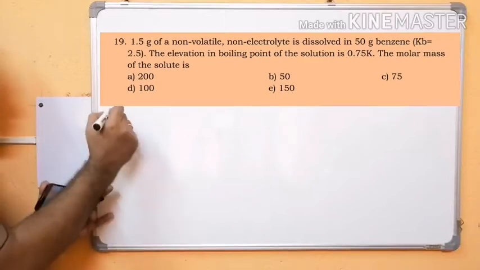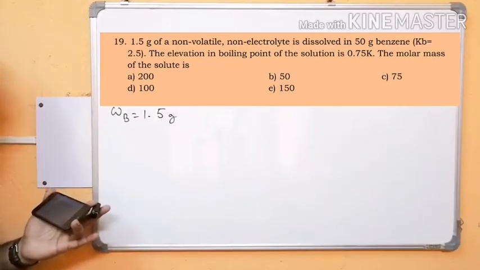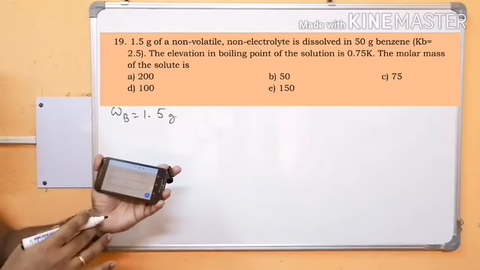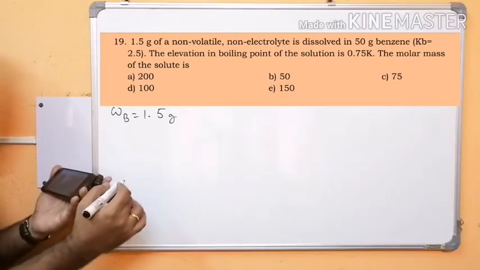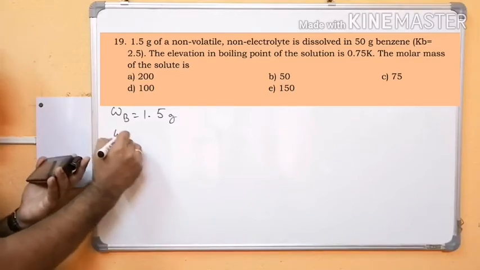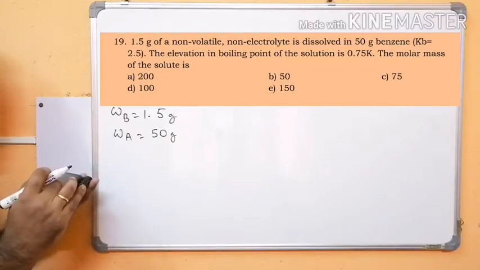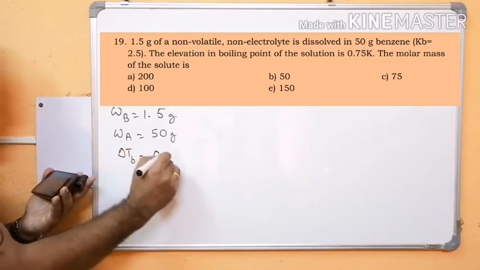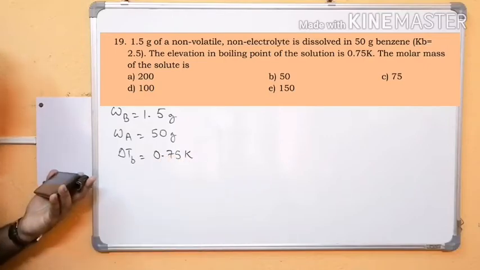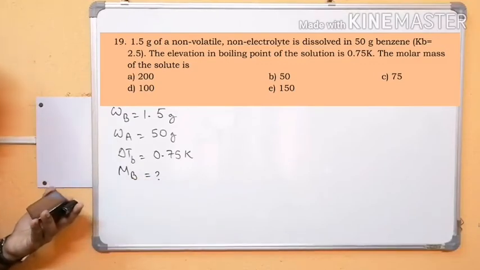So first of all, you should write down the given part. WB is 1.5 gram. You can see the questions are there in my mobile phone, from where I am copying down the data given. The solvent WA is 50 gram. The elevation in boiling point of the solvent, that is delta TB, is equal to 0.75 Kelvin. The molar mass of the solute, that is MB, you have to find out. Simple, it's not very difficult.